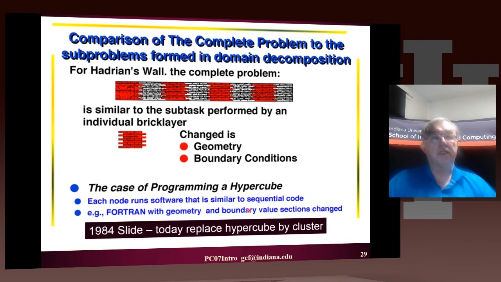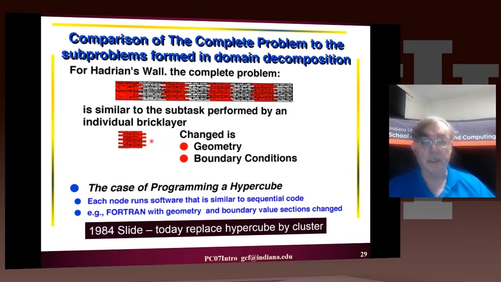So in this new section here, we make a few more comments on the nature of the parallel computing problem. We remember here's Hadrian's Wall, this is the problem, and we chop it up, and then we see that each bricklayer is solving the sub-problem. And this is a point I made earlier. If I compare the full problem, which is to build this wall, with the parallel sub-problem, which is building this wall, you can see what's happened.